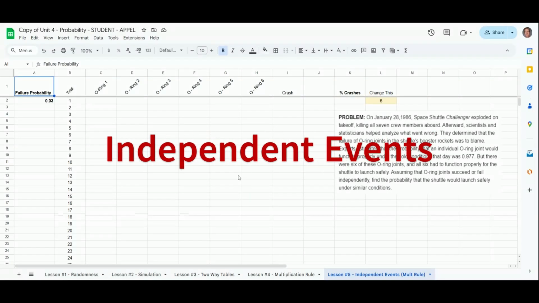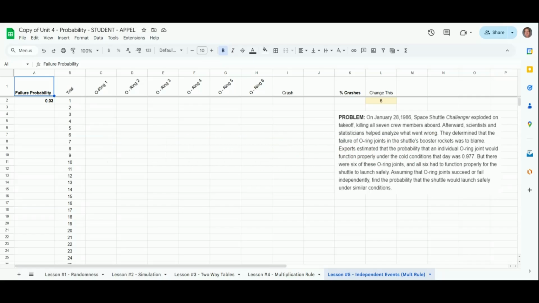Okay, so this problem is trying to simulate the Challenger spacecraft disaster, where basically what we have is these O-ring joints between the booster rockets that each had an individual probability of failure, of that would function correctly with this value. And we want to see, if we have 6 of these that have to function together, what is our actual overall rate of failure that we would predict?